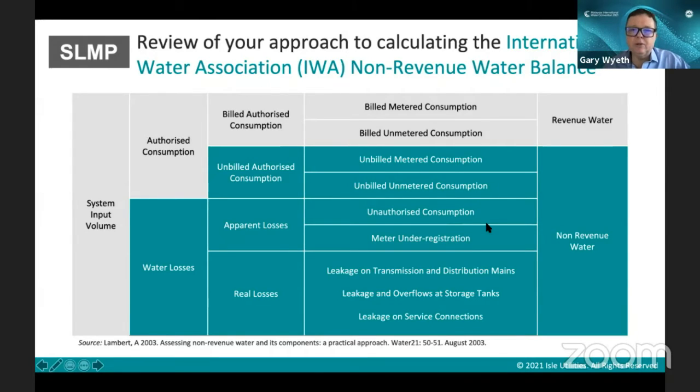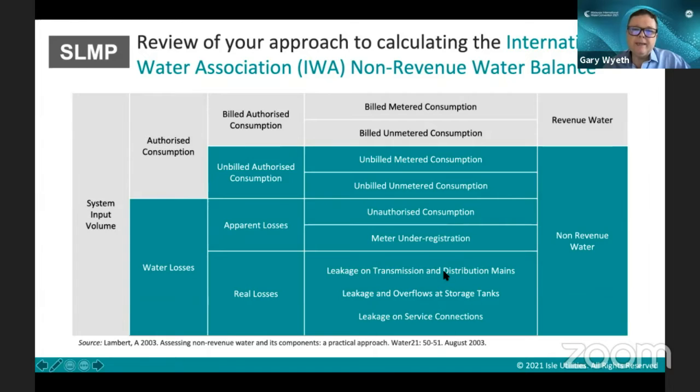You may find that your biggest NRW component could be meter under-registration, which would point out that your meters are inaccurate. Maybe they're old and need replacing, and that could be a program that you put in place. But generally, with most utilities, you will find that it's the real losses: leakage on transmission and distribution, leakage and overflows at storage tanks, and leakage on service connections. These tend to be where the biggest losses are in terms of non-revenue water volume.